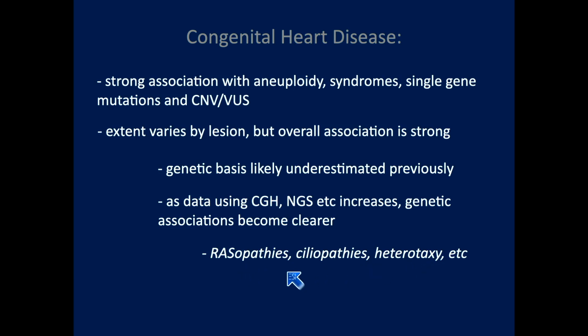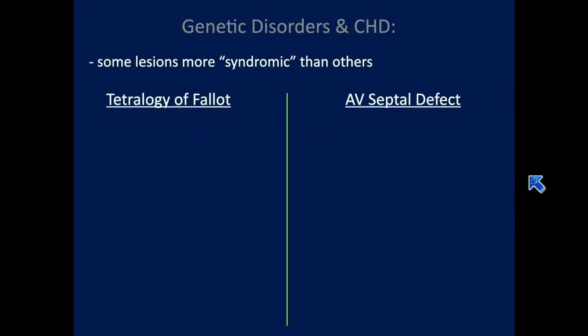The RASopathies, which would be abnormalities within the Noonan spectrum, which we'll get to shortly, ciliopathies, and various types of heterotaxy. So some lesions, as I said, are more syndromic than others, and two of them that have very strong associations with underlying genetic etiologies are anything within the tetralogy spectrum as well as AV septal defects. So tetralogy absolutely can be isolated, but can be seen with trisomy 21.